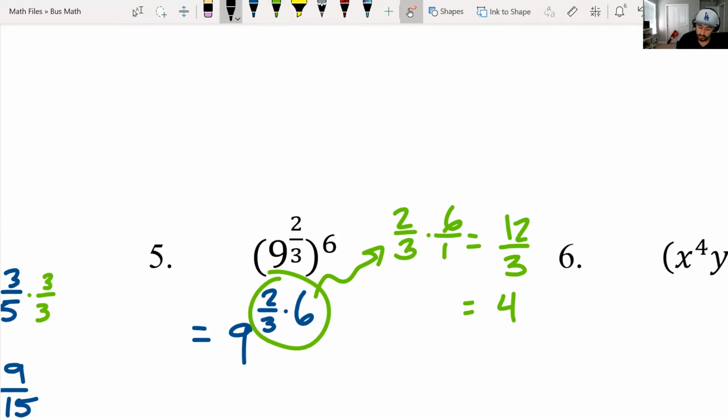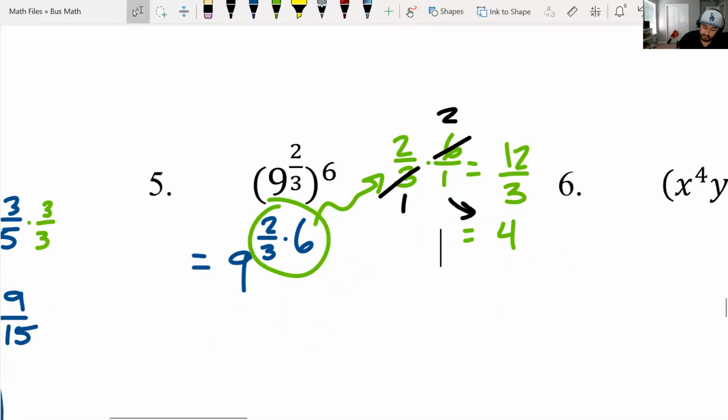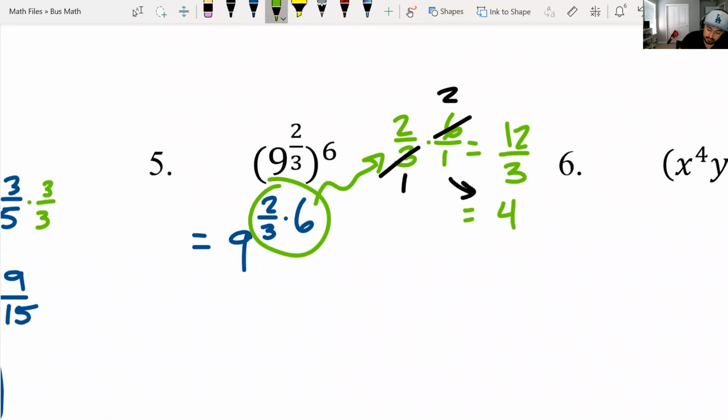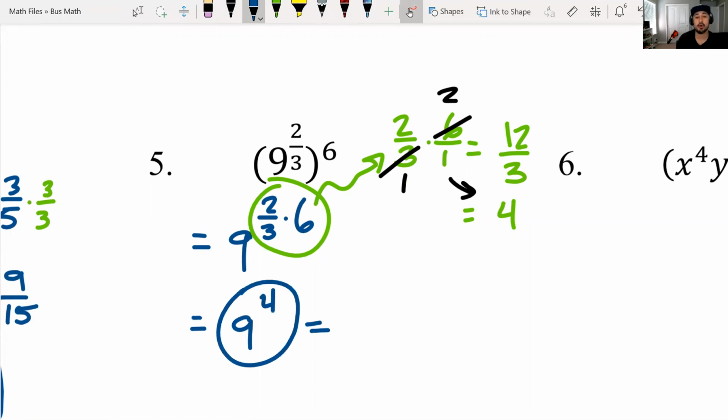Or you could cross cancel. That 3 becomes a 1, that 6 becomes a 2, and 2 times 2 still gives us 4. Either way you want to go about it. Okay, so now we come down here and we get 9 to the 4th. That's good, unless you really want to know what 9 to the 4th is. I think it's pretty huge. 6,561. So, that or that, either one.